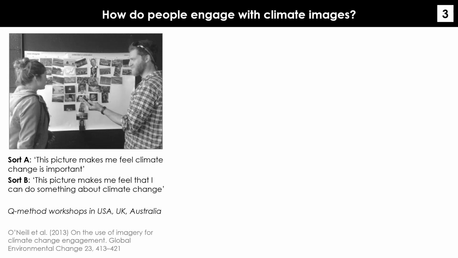And as you can see, I probably can't get the cursor to work, but effectively what you're doing is a normal distribution, right? So for the scientists, mathematicians, statisticians in the room, you do the same on the other scale. So there are images that make you feel it's important, and images that you feel most are not important at that end, and all the way down. And the ones in the middle are the ones that you don't have a strong opinion about.